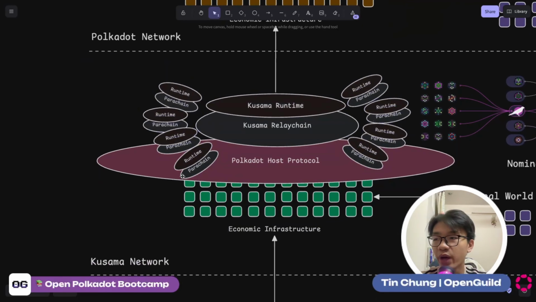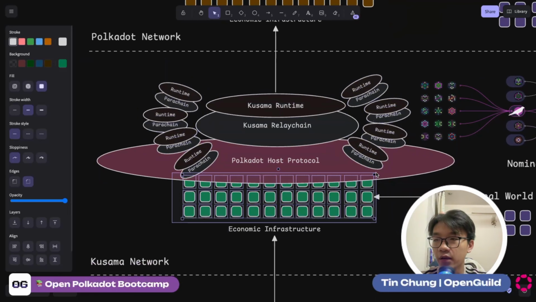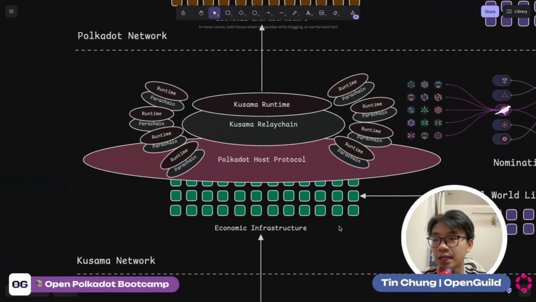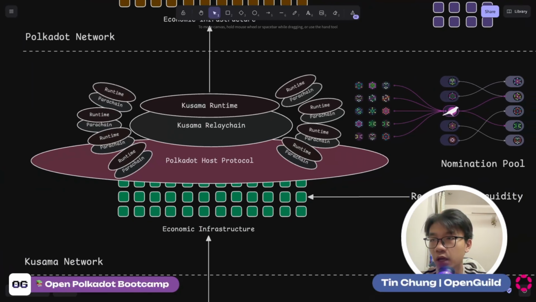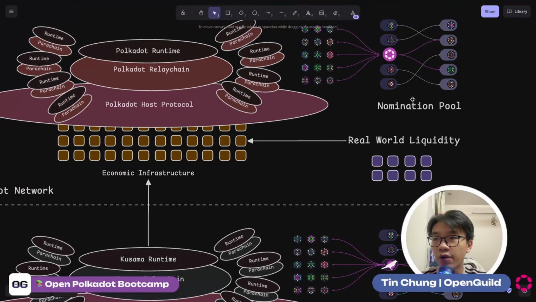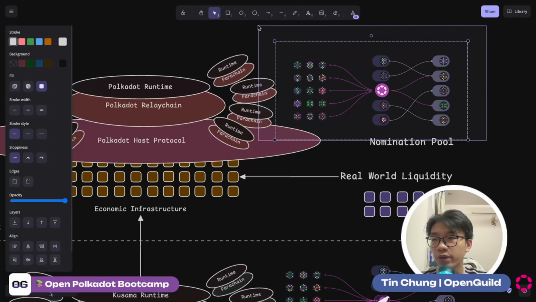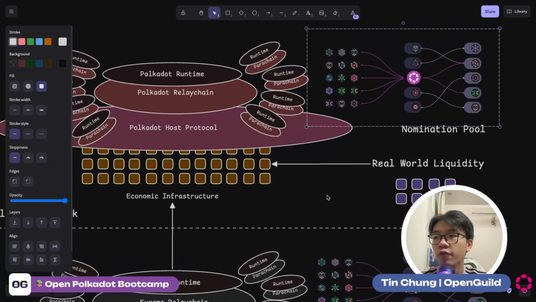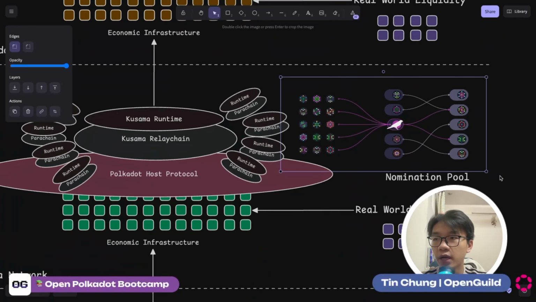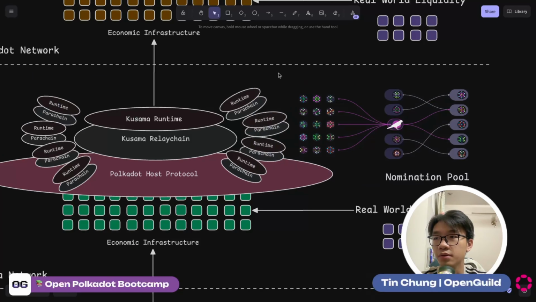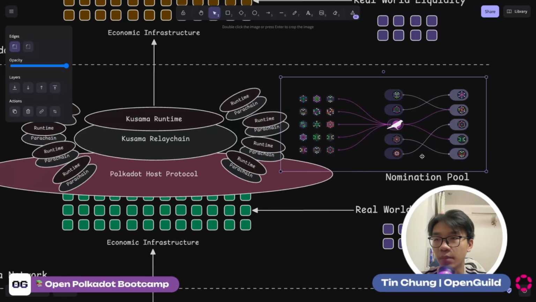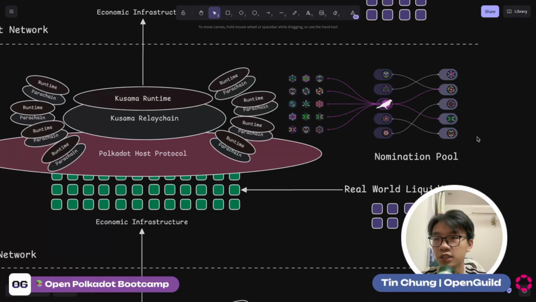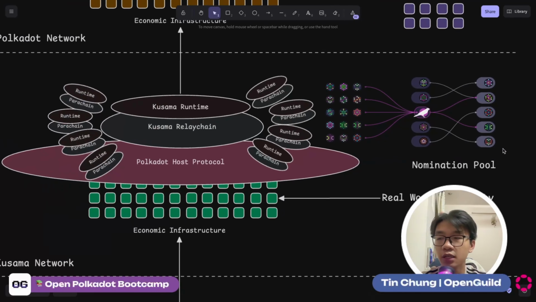Kusama also has its own economic infrastructure, and this economic infrastructure does bring real-world liquidity to it. It's not just a testnet token, but a real token, KSM, that you can trade on centralized exchanges. As you can see in the diagram, the Polkadot network also has its own nomination pool to power the consensus and the economic model of the whole ecosystem. Kusama also has a set of nomination pools, and that is why Kusama brings real-world liquidity to the economic infrastructure, because it has a real denomination to power the whole consensus of the network.